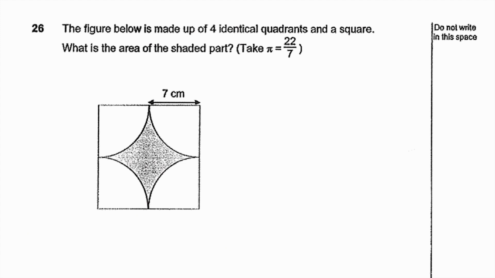The figure below is made out of 4 identical quadrants, 1, 2, 3, 4, and a square. Now, because this is the radius of the quadrant, then this has to be 7 as well, which means we've got a 14 by 14 square. Now, first thing, what is the area of the shaded part? Well, the way I think about it is I find the area of the entire square minus the area of a circle. Why a circle? Because 4 quadrants make up 1 circle.